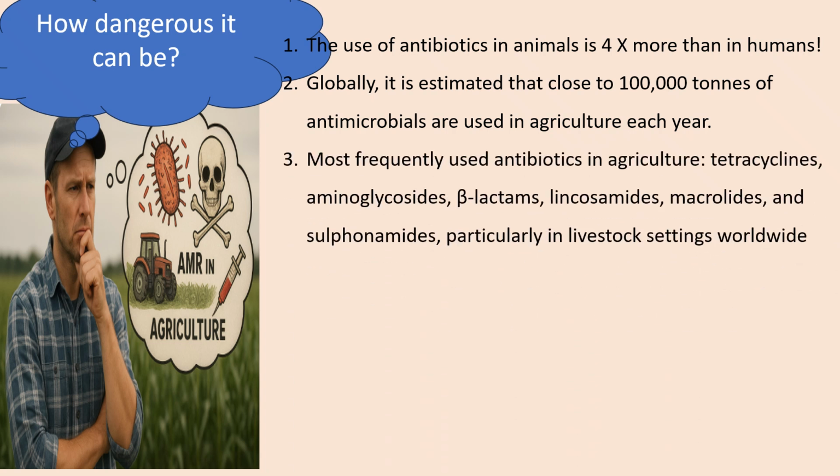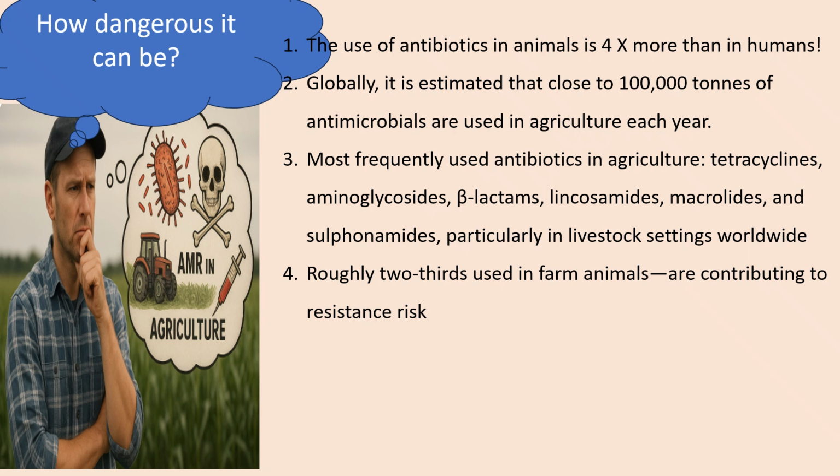Most frequently used antibiotics in agriculture include tetracyclines, aminoglycosides, beta-lactams, and sulfonamides, particularly in livestock settings worldwide. Roughly 2/3 of antibiotics used in farm animals are actually contributing to resistance risk.